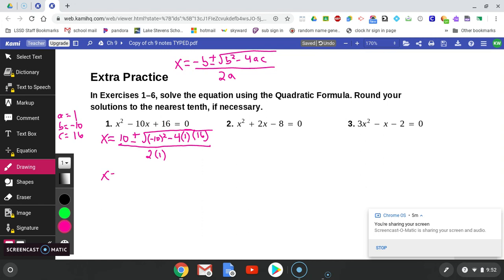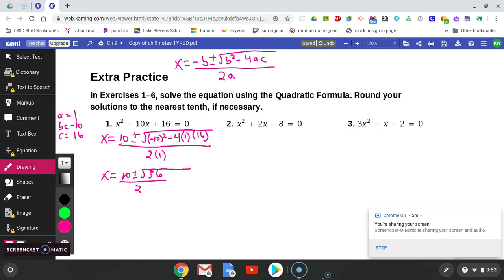So I get x is equal to 10 plus or minus the square root of, well, I need to simplify what's underneath there. Negative 10 squared means negative 10 times negative 10, which is 100. 4 times 16 is 64. So now I'll do 100 minus 64, which will give me 36. It's all divided by 2.